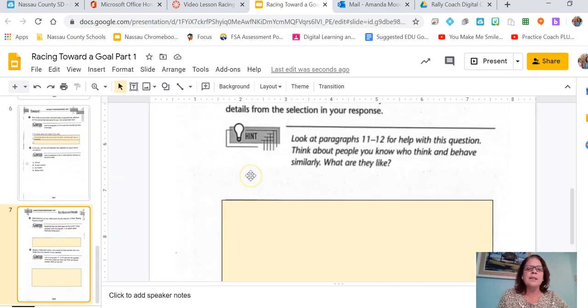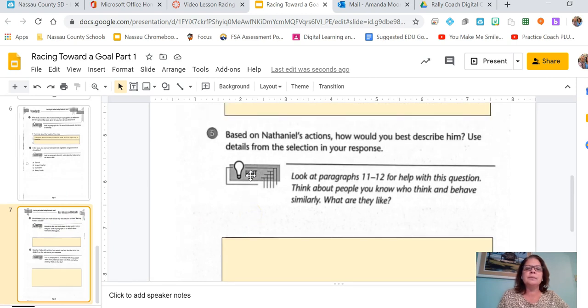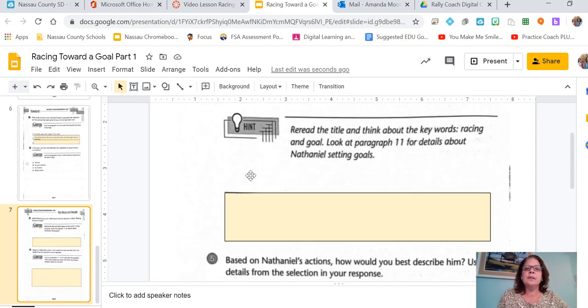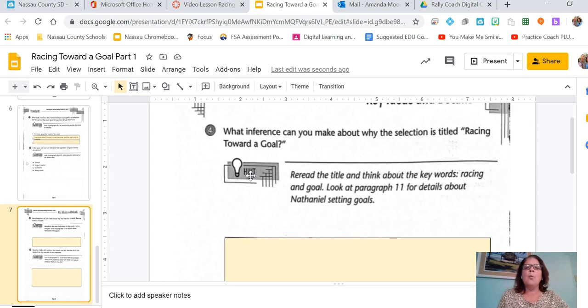and I'm making an inference about why it is titled Racing Towards a Goal. And the title fits because the part of the passage that I read explains how he read about goal setting in a book. And then he set a goal to win a race at his school's field day. So that is my inference that I'm making based on the evidence. So I'm going to type.